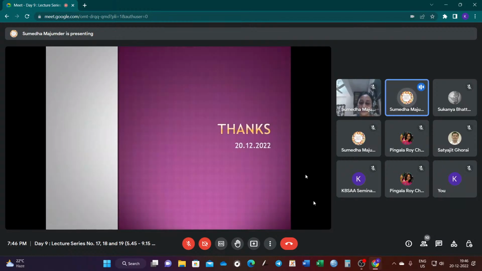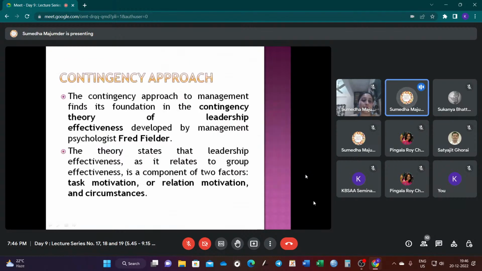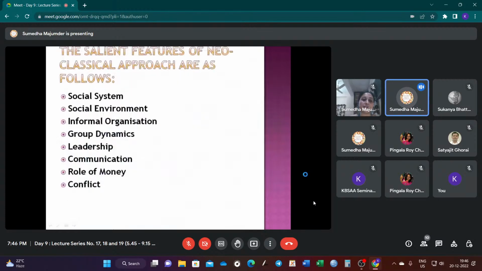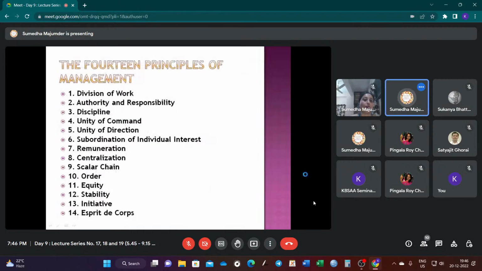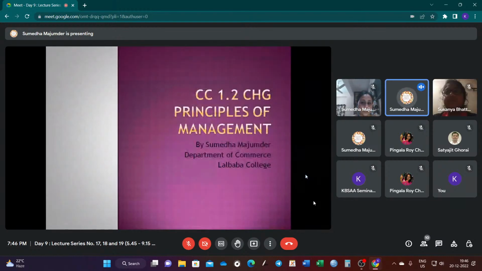So that is all as per our syllabus. In a nutshell, let me recap. As per our syllabus, this School of Thoughts of Management comes under Unit 1. This syllabus is applicable for first semester honors general students, and for the exam, the question paper of Principles of Management should be the same because it is the CHG paper.